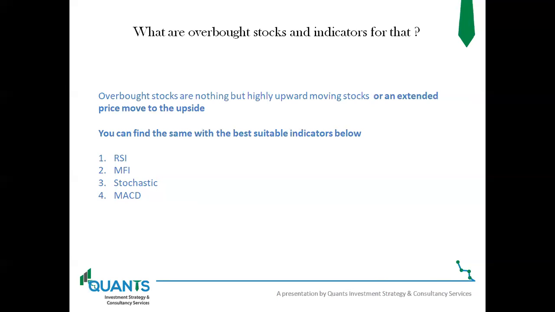What are overbought stocks and the indicators for that? Overbought stock is nothing but a highly upward moving stock or an extended price move to the upward. Any stock which is consistently moving up, then at one stage it is called an overbought stock, which means that's the time the trend reversal will start in that particular stock. To identify those stocks, you need indicators called RSI, MFI (money flow index), stochastic indicator, and MACD. Normally, these are leading and lagging indicators where we can predict the next upcoming trend in the market.